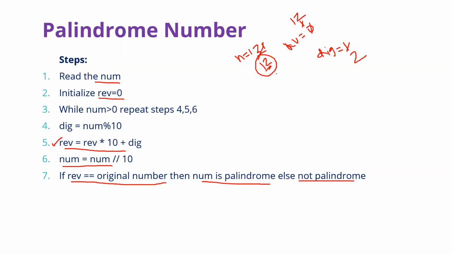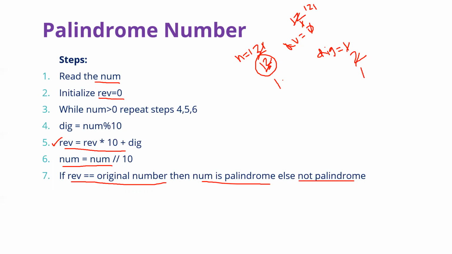Now again compute the num value. Num equal to num by 10. 12 by 10 is nothing but 1. 1 is greater than 0? Yes. Digit equal to num modulo 10. 1 modulo 10 means you got 1 this time. Now again calculate reverse value. Reverse into 10 plus digit. 12 into 10 plus 1 is 120 plus 1, so now you are getting reverse as 121.